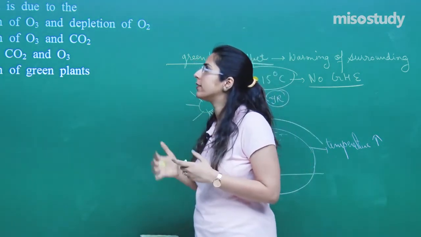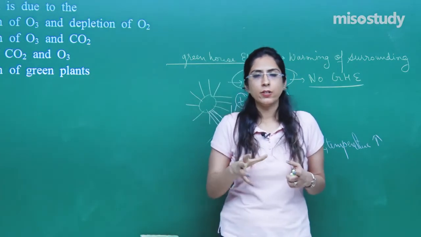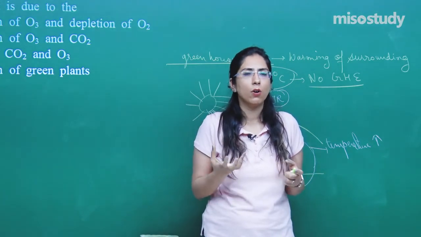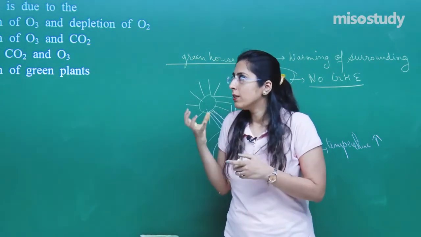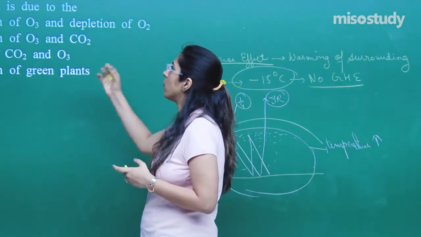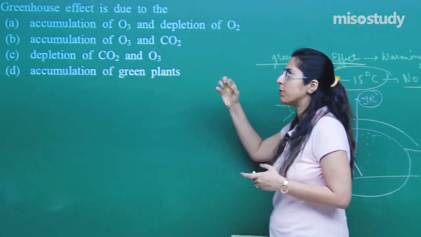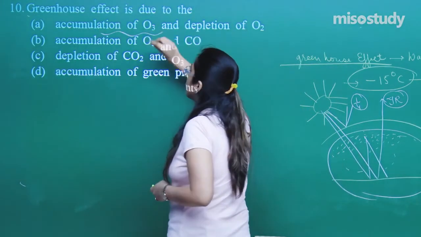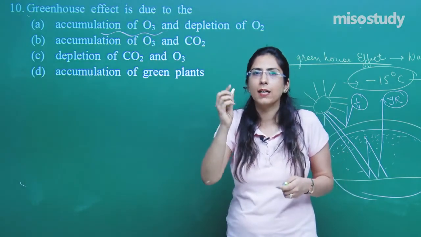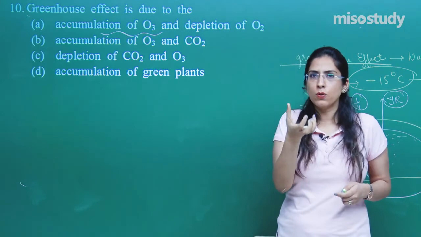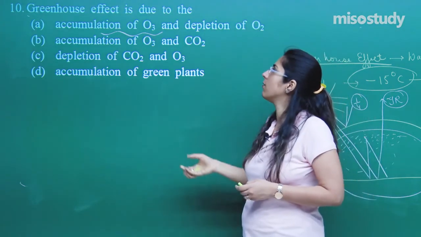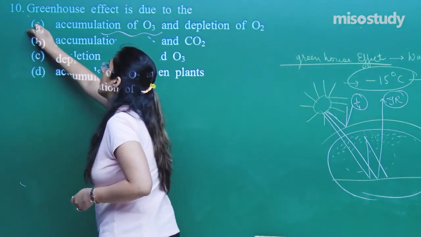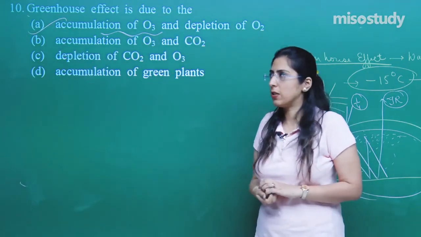This happens because of the presence of certain greenhouse gases, and those greenhouse gases cause the greenhouse effect. This is because of the accumulation of ozone and depletion of oxygen. Whenever ozone is there in the troposphere, it acts as a pollution source. It acts as one of those gases which increase the temperature. So accumulation of ozone and depletion of oxygen is one of the reasons for the greenhouse effect. So the correct option for the 10th question is option A.